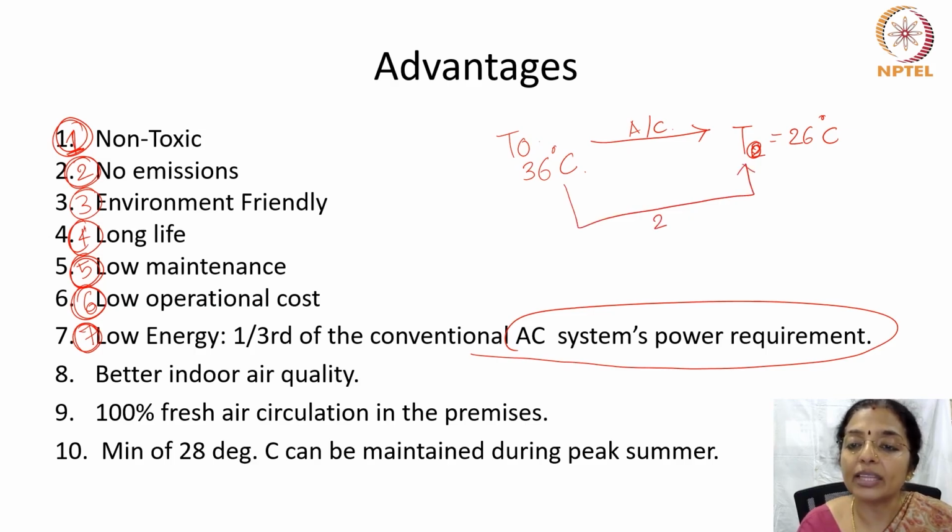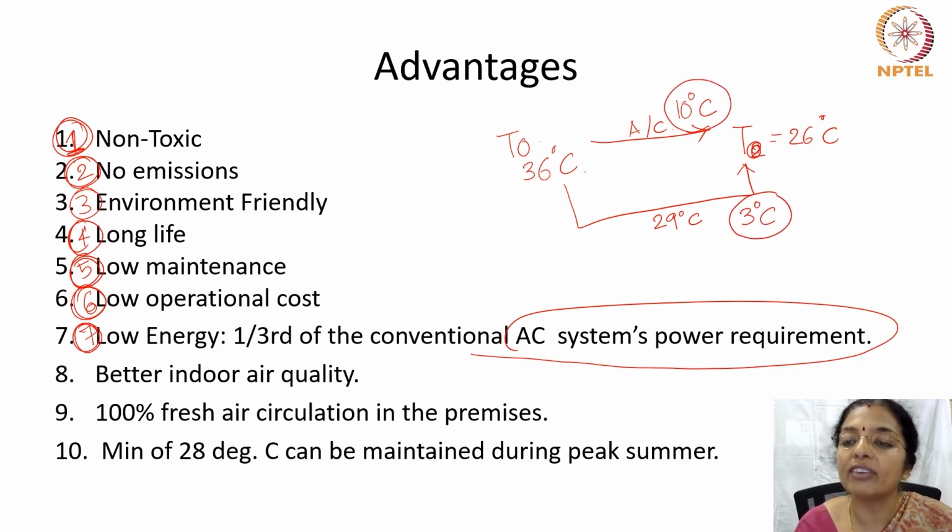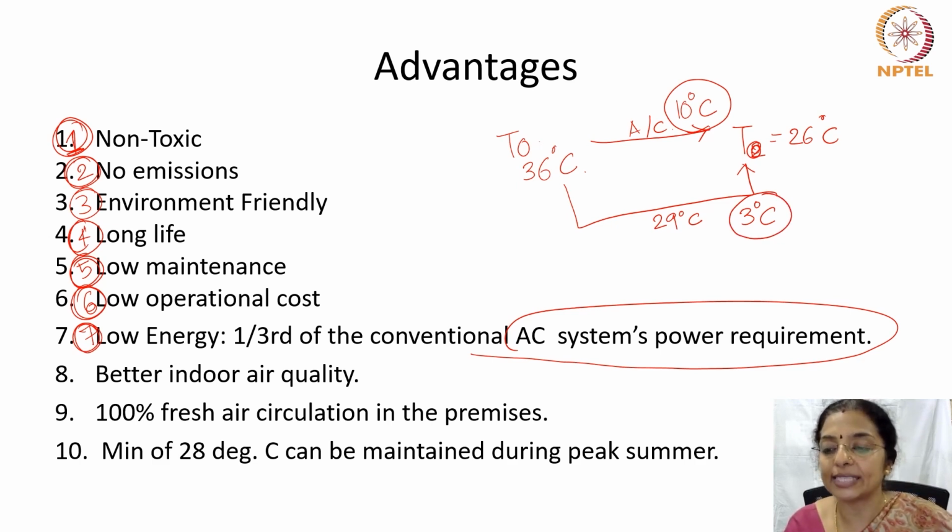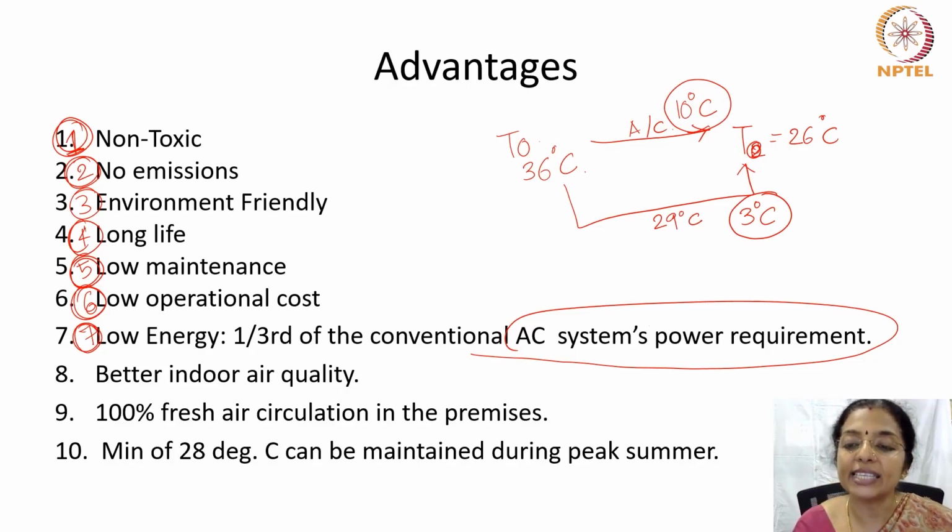But if you have an earth air tunnel, the 29 degrees centigrade will get converted into 26 degrees centigrade. So with an AC alone, there has to be a drop of 10 degrees centigrade. But when you have earth air tunnels, the AC has to only take the load to convert the air from 29 degrees to 26 degrees, which is just 3 degrees. Therefore, the AC system's power requirement can get dramatically reduced.